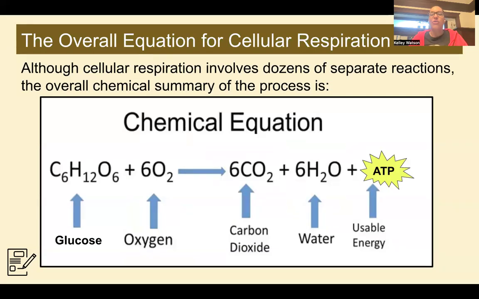You need to write down the overall equation for cellular respiration. Now, I do need you to know that although cellular respiration involves dozens of separate reactions, the overall chemical summary is 1 glucose molecule, and glucose is C6H12O6, plus 6 oxygen molecules, 6O2. Those are the reactants. And the products you get out are 6 carbon dioxide molecules. So we inhale oxygen, exhale carbon dioxide. We get 6 water molecules.